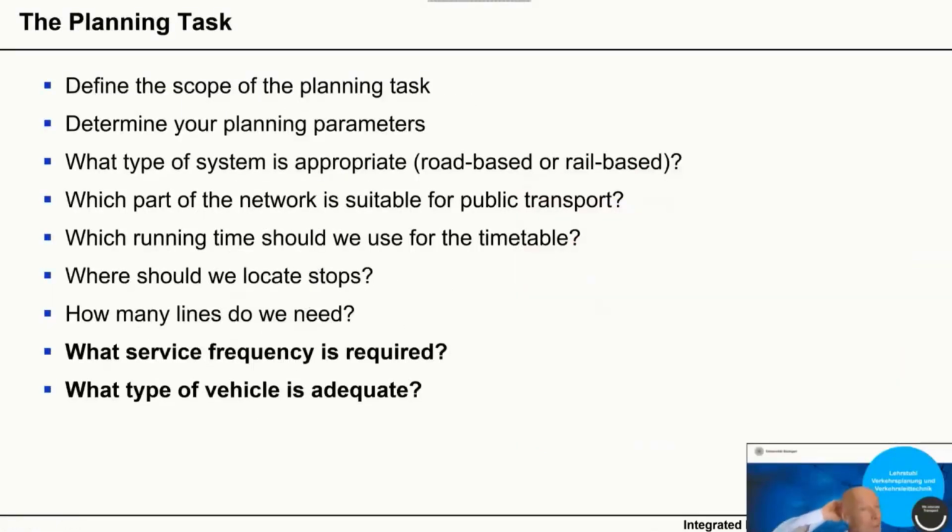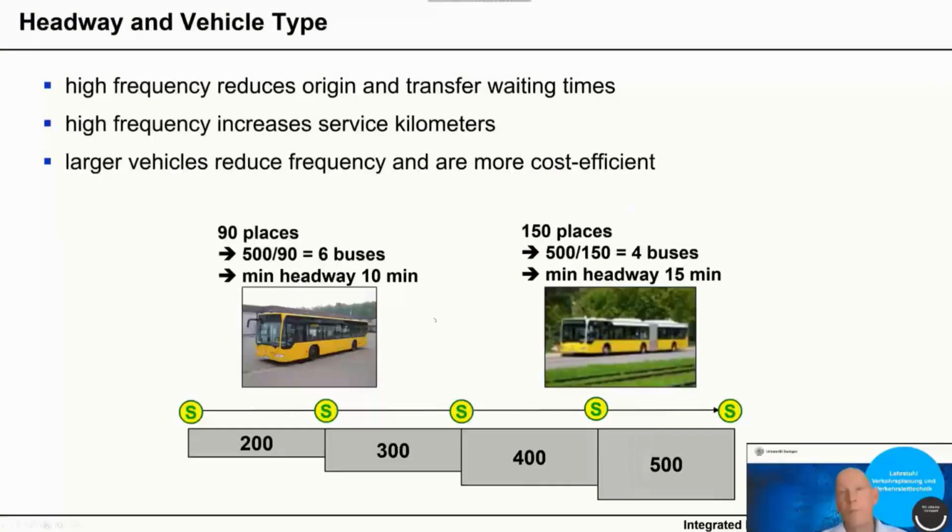Now, once we have the lines, we need to determine the service frequency and the appropriate vehicle. And I put that into one problem, because, well, depending on your vehicle size, that may influence your headway. If we have high frequency, that is very good because high frequency means you can approach the stop and the vehicle will come in short time. So it reduces your origin wait time.